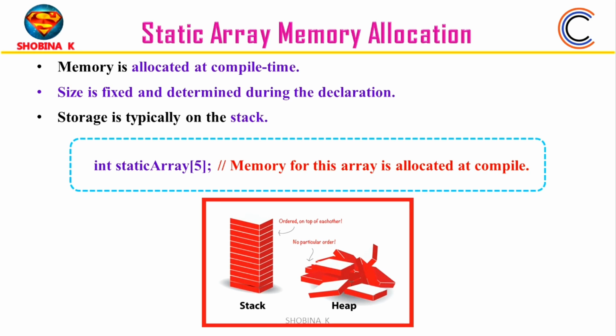Here is an example. Here we declared a static array named static array with a fixed size of 5, and the memory for this array is allocated during the compilation of the program.